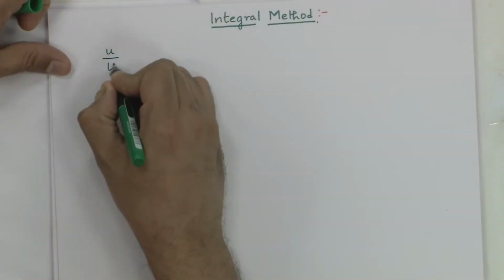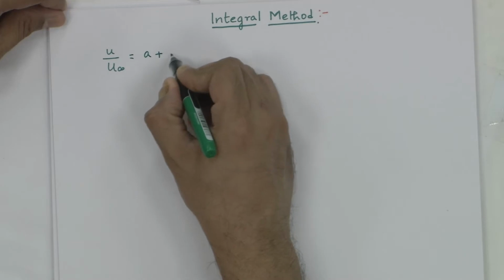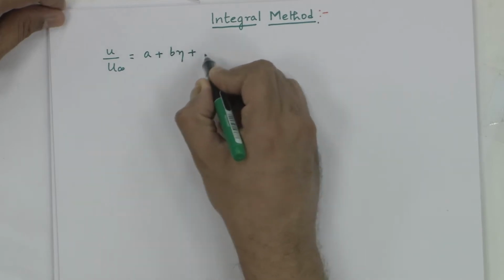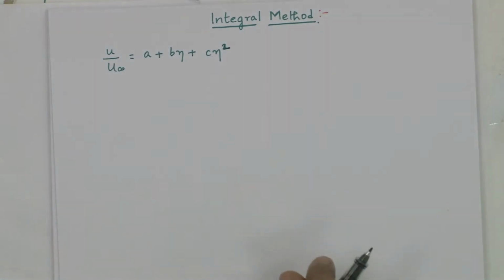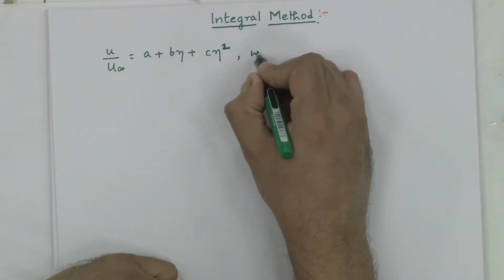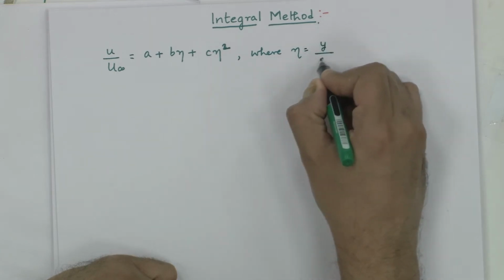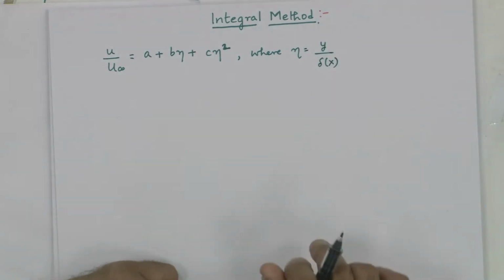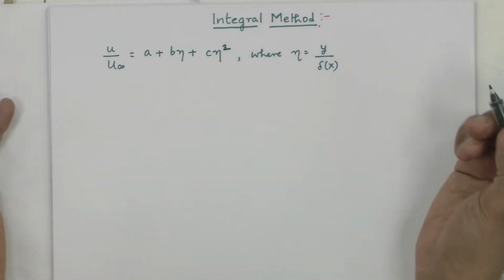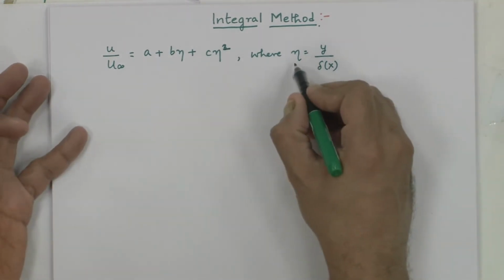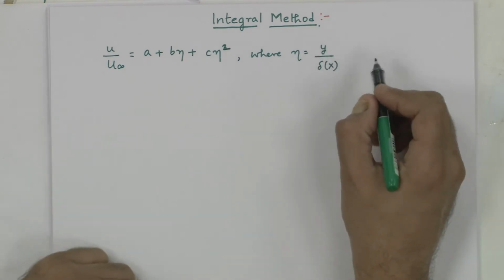If I assume a profile u by u infinity is equal to a plus b eta plus c eta squared, where eta is equal to y over delta of x. This eta has nothing to do with the similarity variable, this is different, this is just a nomenclature which is used for this ratio y over delta of x.